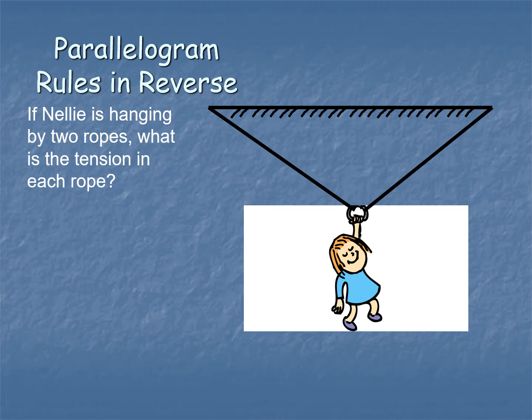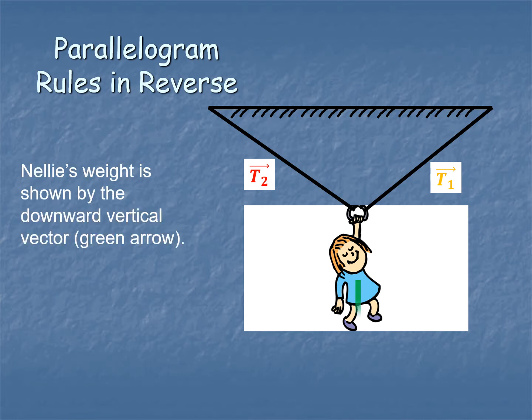So one reason why it's important to learn the parallelogram method is that you can apply it in reverse. Then we could do things like determine the actual tension in each rope if we knew Nellie's weight. So let's say, what is the tension in the left and right rope? Well, let's represent Nellie's weight by a downward vector arrow. We'll color it green here.